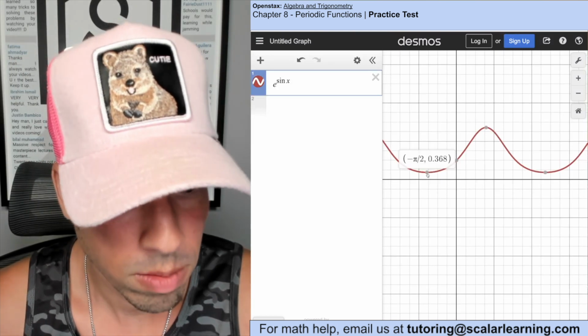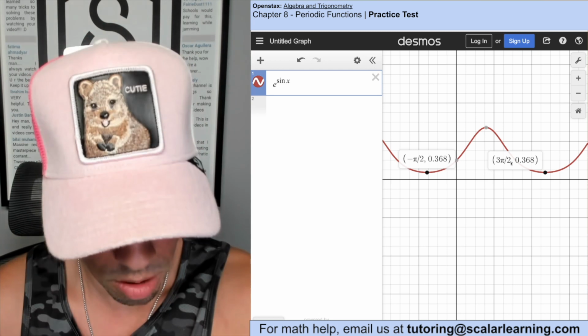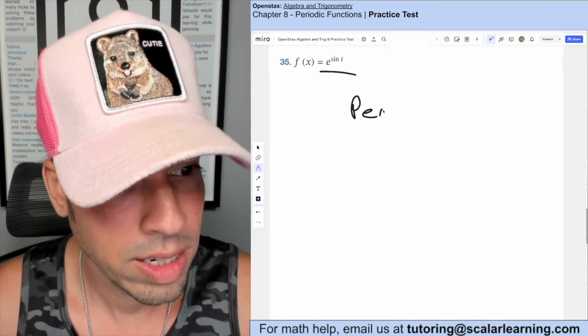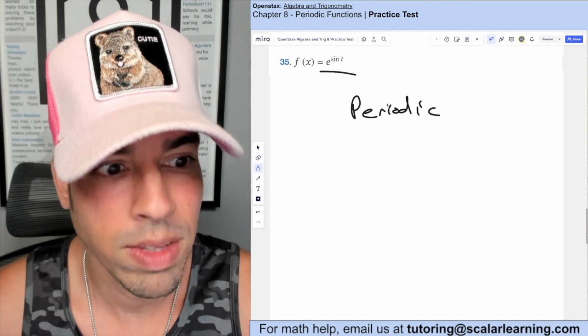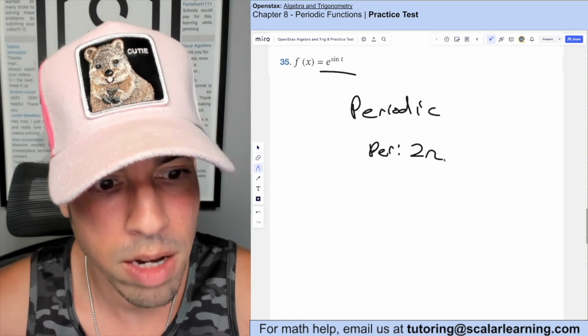And the actual period, it looks like it's going from negative pi halves to 3 pi halves to where it cycles. That's a distance of 2 pi. So I would say, yes, it's periodic because it does have that cycle. And the period is 2 pi, boom, done.